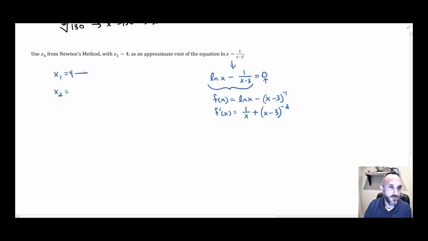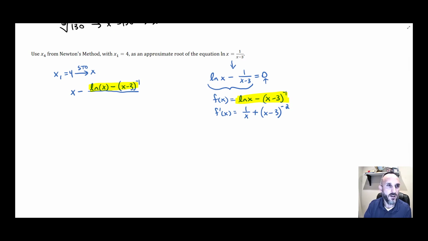So let's run through this process again. Store this in for x. Type your formula. So let's write out the formula. x minus f of x. Well, f of x is this guy, so type that in. So we've got the natural log, and your calculator might force you to put parentheses around the x, minus x minus 3 to the negative first. Okay, so that's f of x.